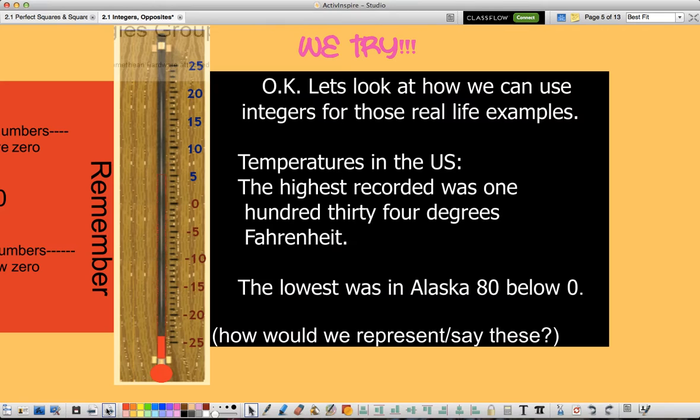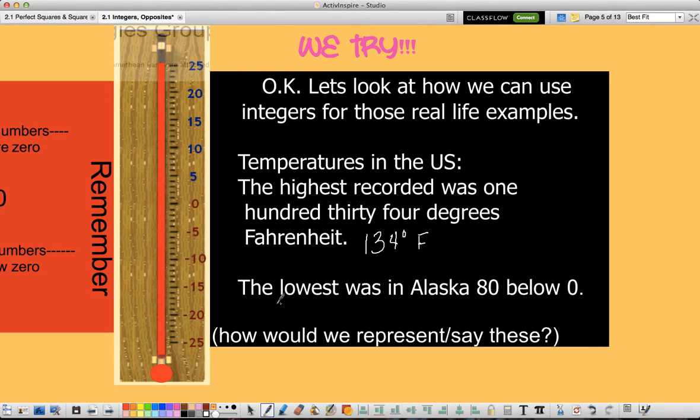All right, so we've talked about different situations. Now let's actually try to apply it. If we look at when we use integers in real life, we can talk about temperature. The highest recorded temperature in the US was 134 degrees Fahrenheit. If I looked at a thermometer, it would be going up. It would be above this 0. Because it is above 0, it's going to be a positive number. So we write that as 134 degrees Fahrenheit.